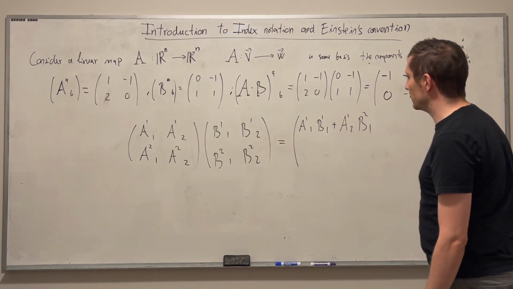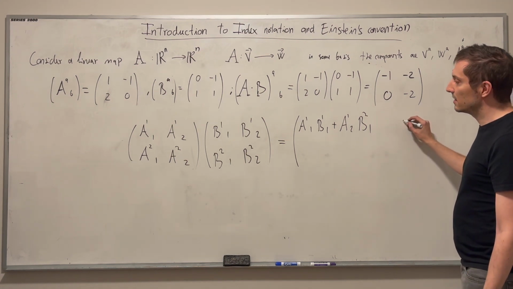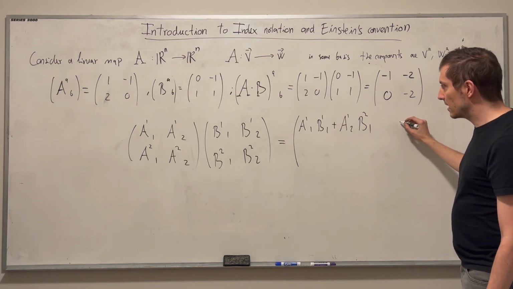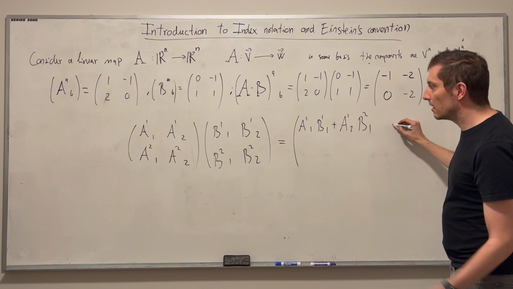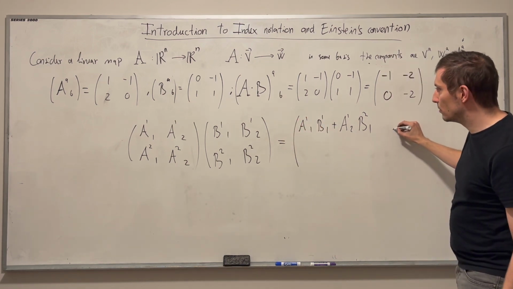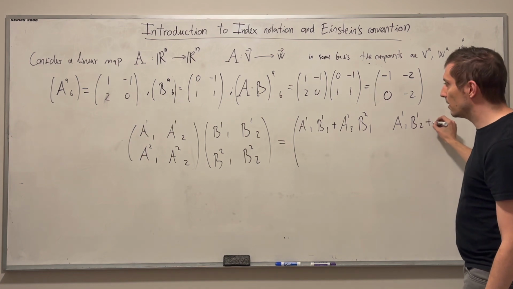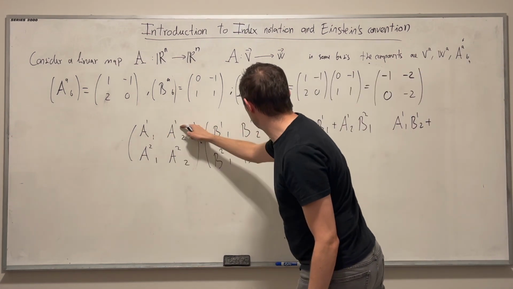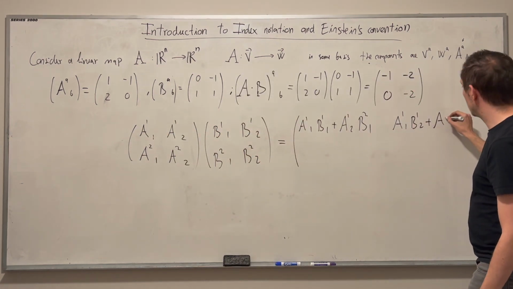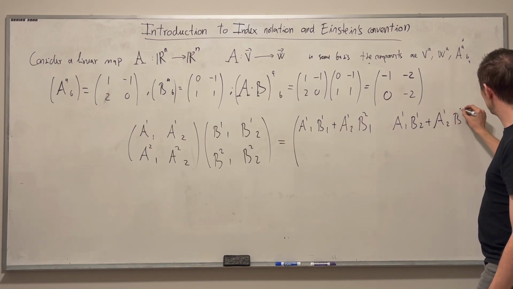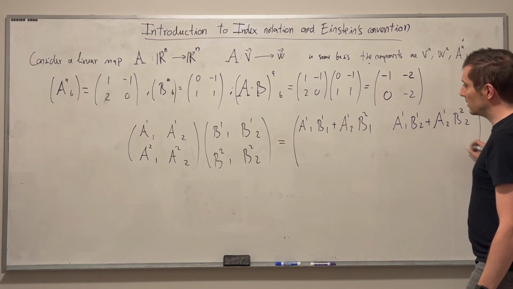That'll be the first entry. Okay, what about the second entry? Well, the second entry is going to be, we go like that, and then we do A11, B12 plus, so this times this, and now this times that. A12, B22.